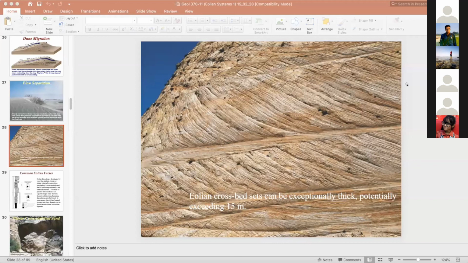Okay, sir. So in graded bedding, we know that the coarser grains are on the bottom and they become finer upwards. But in case of an overturned strata, the coarser grains would be on the top. And in a reverse graded bedding, the same thing is seen. So how can we distinguish between an overturned graded bedding and a reverse graded bedding?